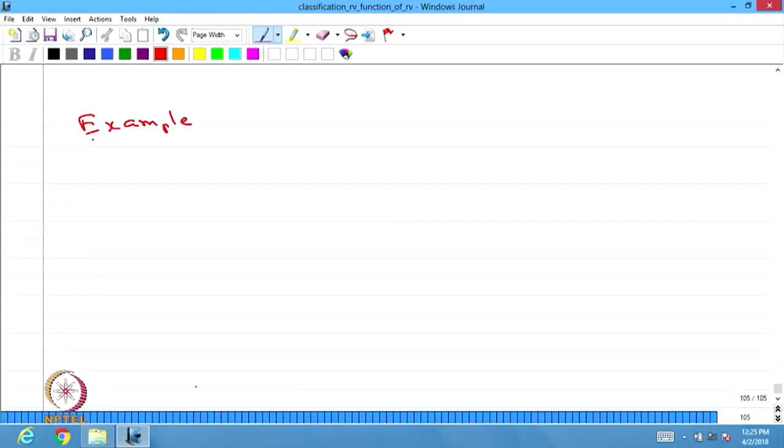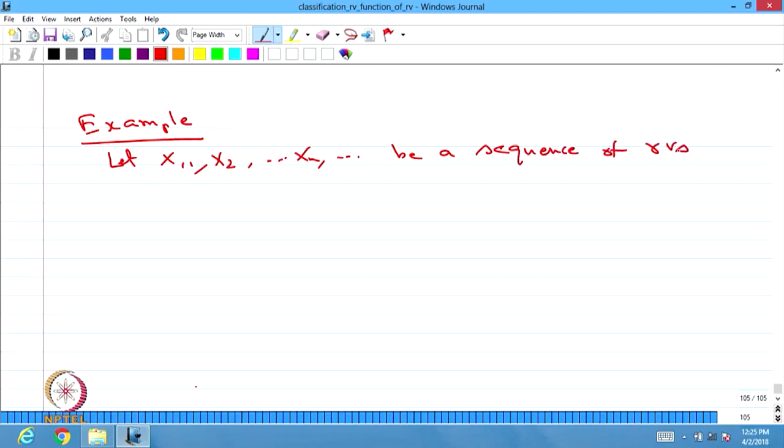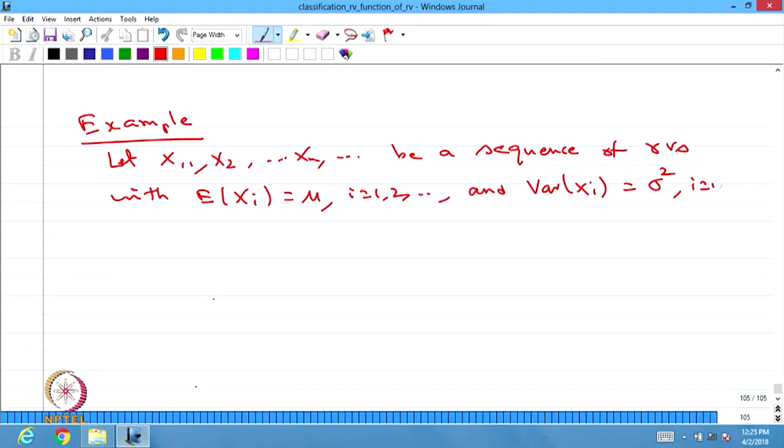We can go for an example to explain this mode of convergence also. Let x1, x2, xn and so on be a sequence of random variables with identical mean mu and variance of each random variable sigma square. Both exist, and the mean is denoted by mu and the variance is sigma square.